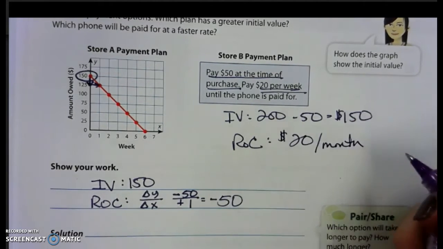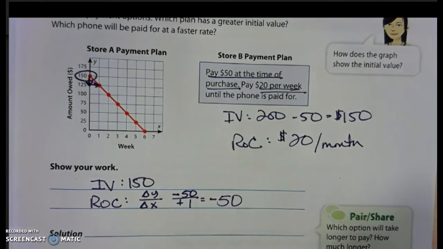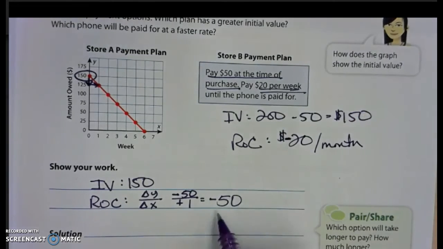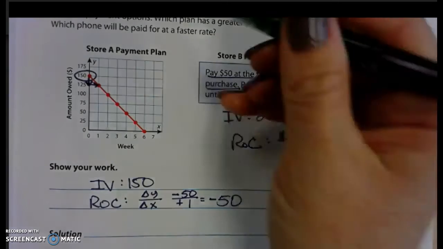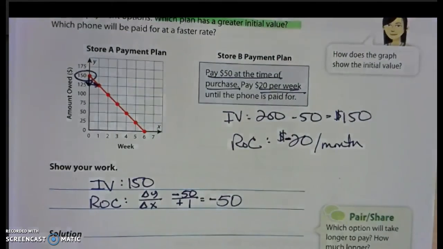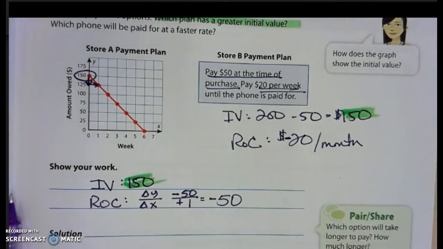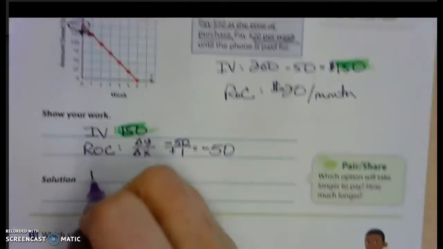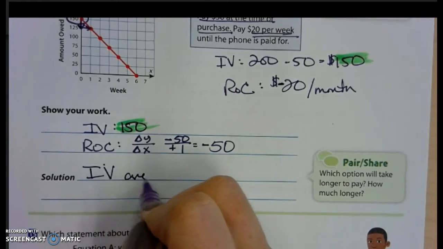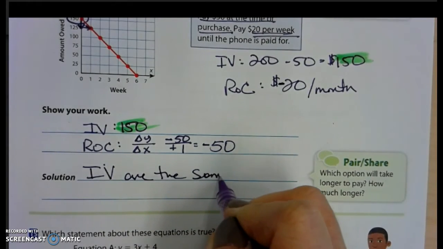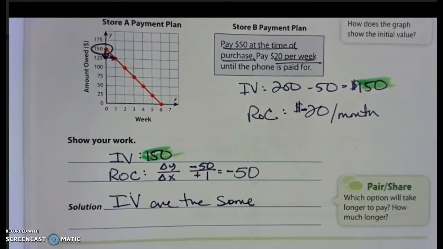Now, you need to understand it's not a positive 20. He's not increasing his debt. He is decreasing it, so it is negative, just like the 50 was negative. Now, the problem says, go back and look at those questions, which plan has a greater initial value? Well, both initial values were the same. So 150 and 150, the initial values are the same. Okay, both of the initial values were the same.